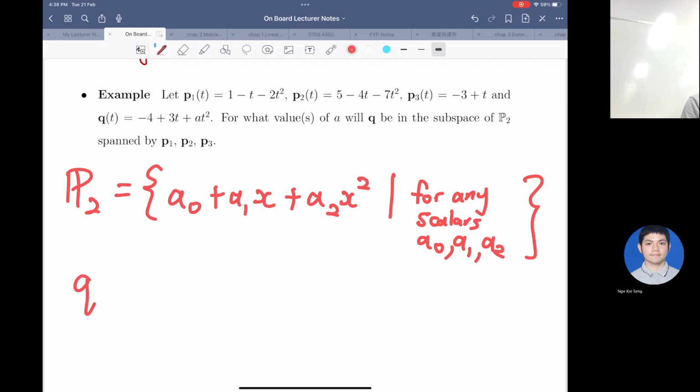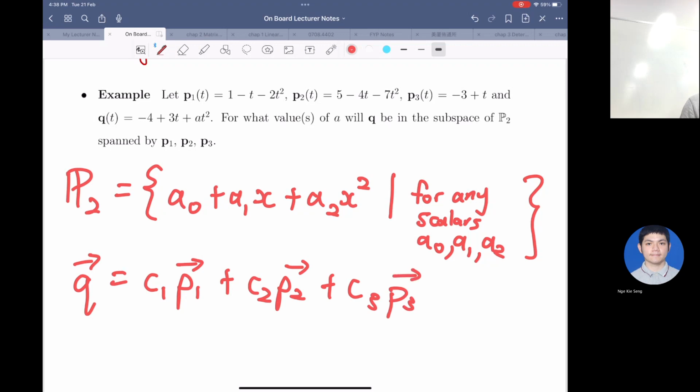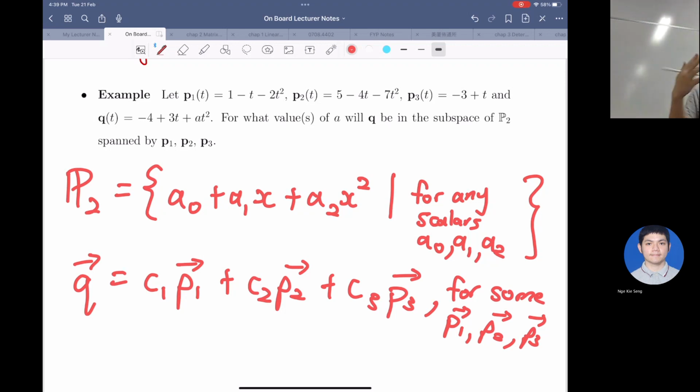So maybe I write down Q equals C1 P1 plus C2 P2 plus C3 P3. When you see this, I think you should be happy, right? It's some vector equation again. So try and relate what you have learned.